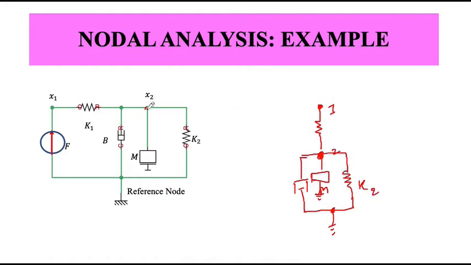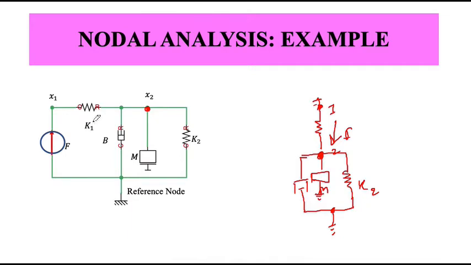So here also, if this is my x2, node 2, mass is connected between the reference node and node 2. K2 is connected between node 2 and reference. Again, between 2 and reference I was having a damper also. Then between 1 and reference, there was the force acting on spring K1, and the force was acting on node 1.